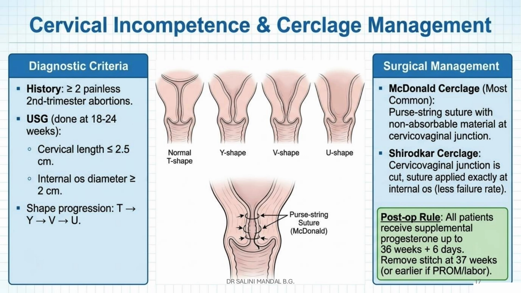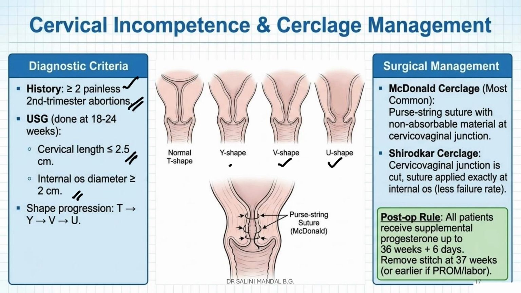So what are the diagnostic criteria? The history says that more than 2 painless abortions, that too in the second trimester, have occurred. On USG done at the 18th to 24th week, we can see the cervical length is less than 2.5 centimeters, wherein it should be more. The internal os diameter is more than 2 centimeters. And we have a progression of shape from T shape cervix to Y shape to V shape and to U shape cervix. You can see the progression of dilatation.